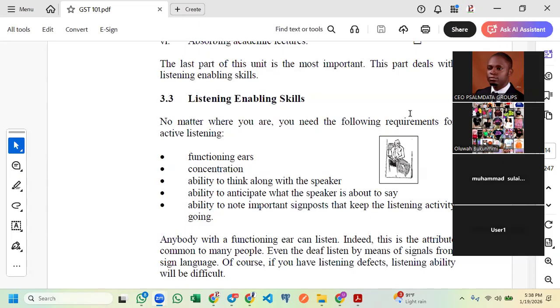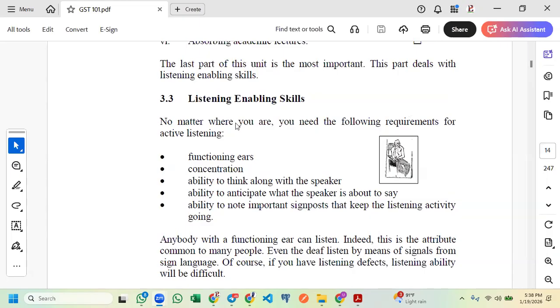Yes, sir. I believe in the last class, we did listening enabling skills. We started from the word listening. And like I always say when we're having GS101, the whole GS101 course is to expose you to how to listen and how to read. Two things will be done in this material. This 240 something pages we are seeing is only going to teach you two concepts.